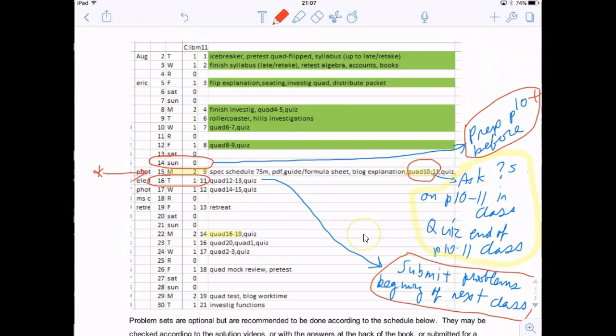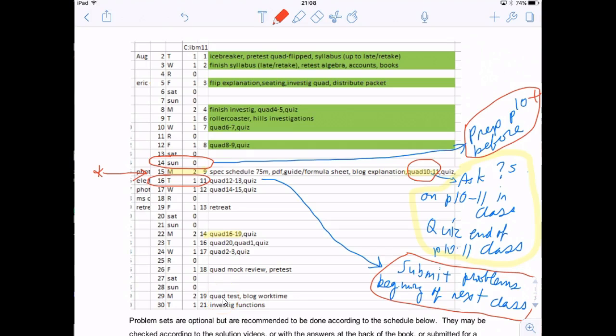I'll grade the problem sets. I'll give them back to you after a couple days. You can correct them and resubmit them for regrading, and you can do that until you get to 100%, or until we get to the end of the unit, which is right here. Okay, the end of the unit is the day we have the test on quadratics.